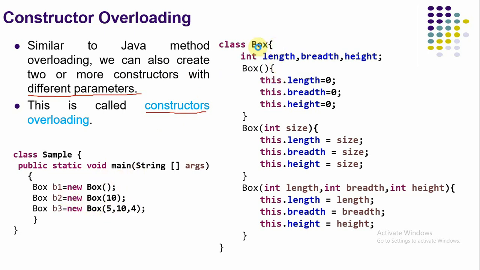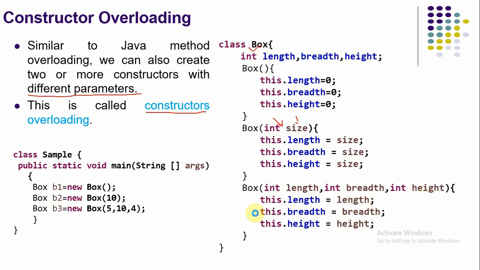For example, here I have a class called Box with the data length, breadth, height. I can create a constructor Box with empty brackets and initialize all the values. I can also create a parameterized constructor which will take one parameter, and from this parameter we can initialize the length, breadth, height to the same value. And we can also create another constructor with 3 parameters, with different values for length, breadth and height.